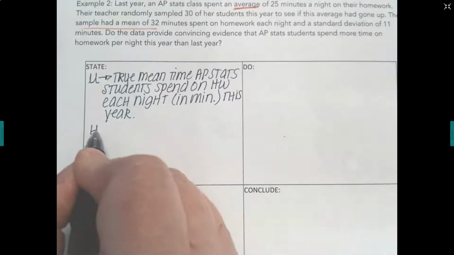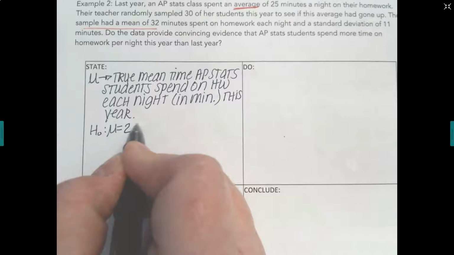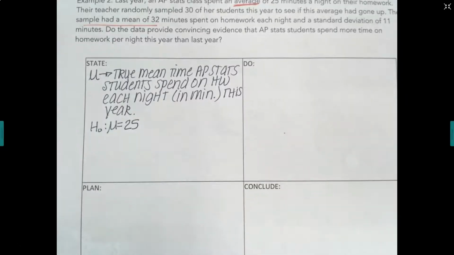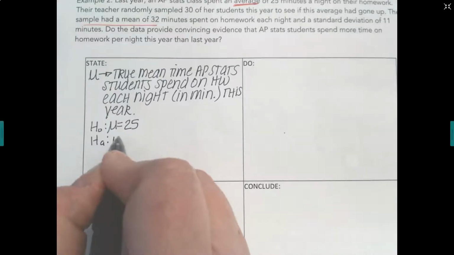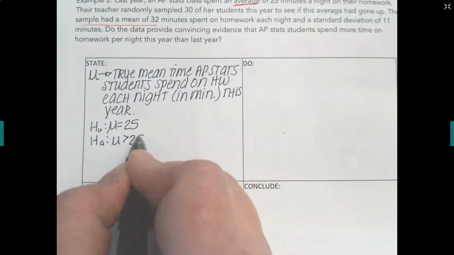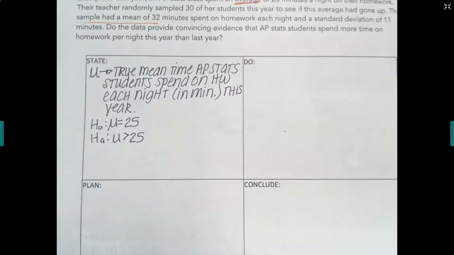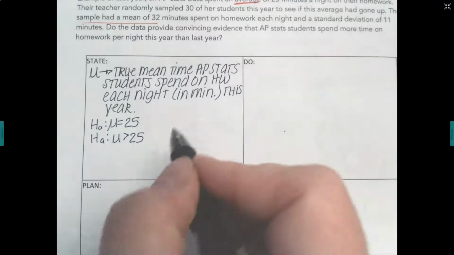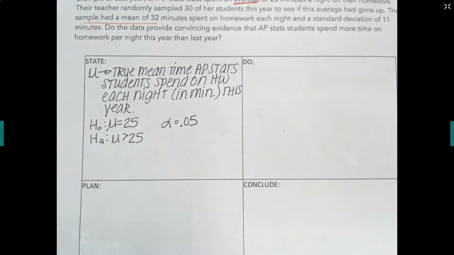So, last year students had 25 minutes. So, we're going to say our null, that the true mean is just going to be the same. There's no difference from last year's students. Our alternative, remember we have choices. We're going to make this one be greater than 25 because the sample had a mean of 32 minutes. So we're thinking it's actually more than the claim of 25 from last year. This is not earth-shattering. Nobody should die from this, so we should have an alpha of 0.05 here.